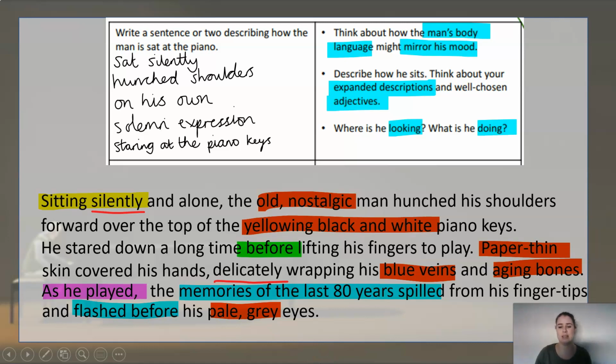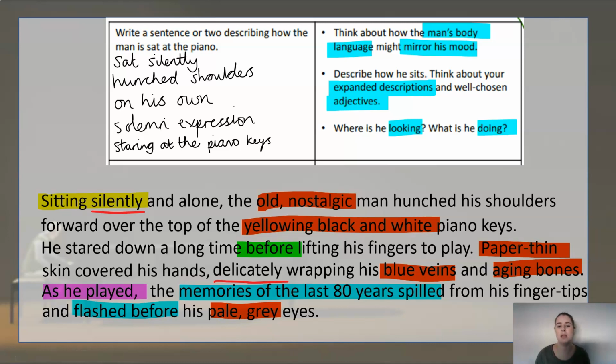So there you can see already, this is very similar to the original paragraph that I wrote on Tuesday. But all I've done is I've simply used some of the skills that I learnt from yesterday, and I've just added additional words and/or changed the sentence. My very first sentence originally was: silent and alone, the old man hunched his shoulders forward over the top of the black and white piano keys. What I did here to improve it was I did sitting silently. I changed it to a verb opener. How was he sitting? Well, he was sitting silently. Added in my adverb. I then added in an expanded noun phrase and additional adjectives. And the idea of them being yellowing black and white keys suggests how old the piano is and how long he's been playing it.